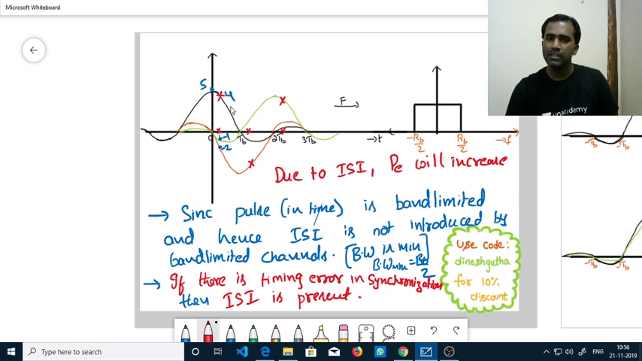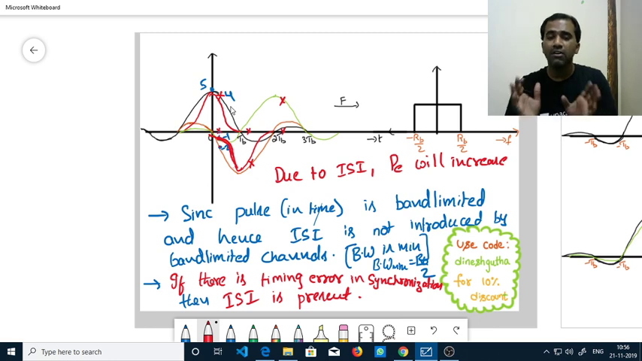And if you can make this pulse narrower, not like this, but narrower like this, what happens? Earlier, this was the sample from this pulse. Now it will be a smaller sample, right? This pulse also, if you can make it a narrower pulse like this, then the ISI will be reduced a lot.